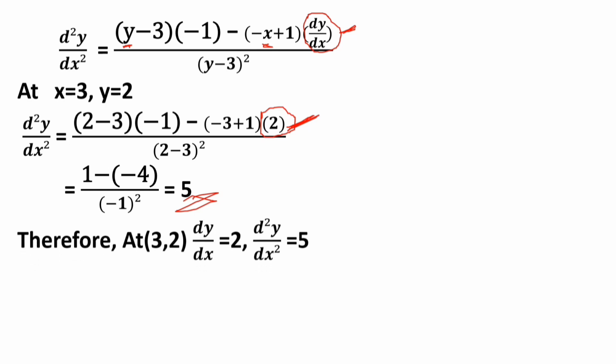So therefore, at point (3, 2), dy/dx is equal to 2 and d squared y over dx squared is equal to 5.